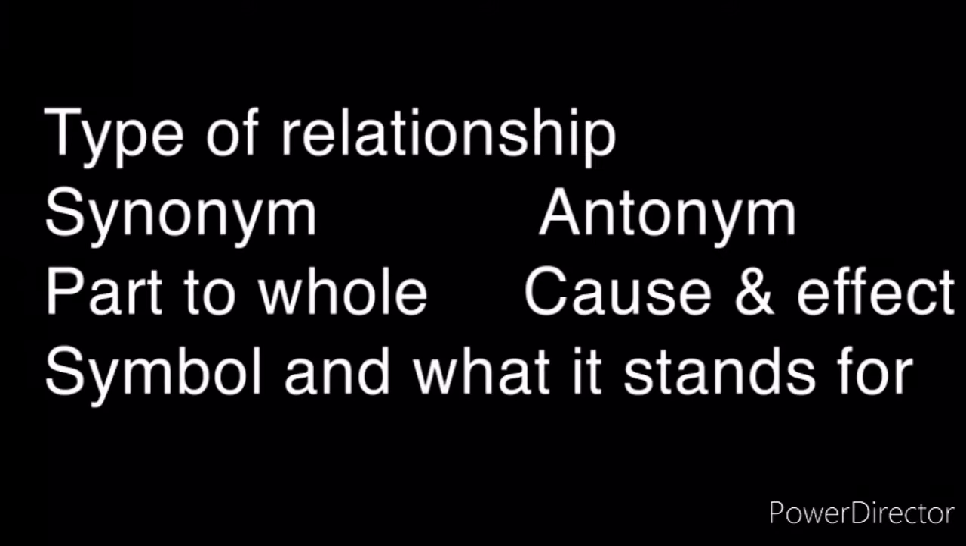To validate your answers, I'll be giving you information for you to be able to realize if you got the correct answer or not. In analogy, we have to understand that there are types of relationships. First, the synonym. Second, the antonym. Third, part to whole. Fourth, cause and effect. And lastly, symbol and what it stands for.